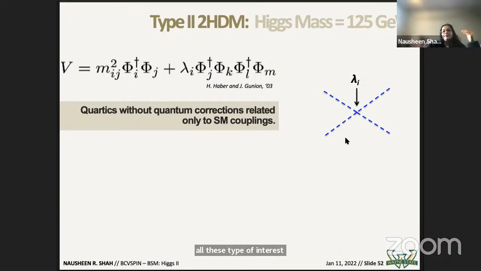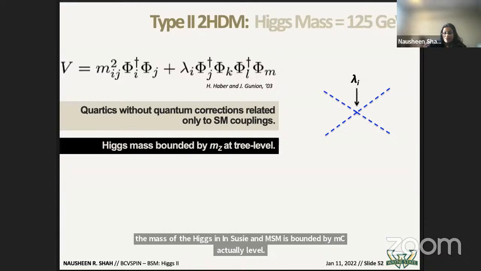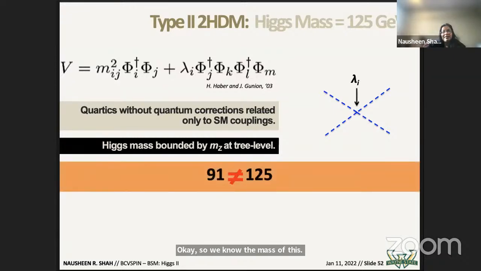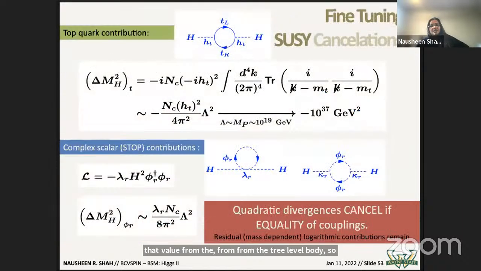And it turns out that the mass of the Higgs in SUSY, in the NMSSM, is bounded by mZ at tree level, okay? So we know the mass of the Z, and it turns out it's 91 GeV. And that's obviously not equal to 125 GeV. So we need something else, right? We need probably large radiative corrections, which perturb that value from the tree level value. So I'd shown this before, that whenever you have additional scalars, then you can have these large contributions to your Higgs mass parameter.